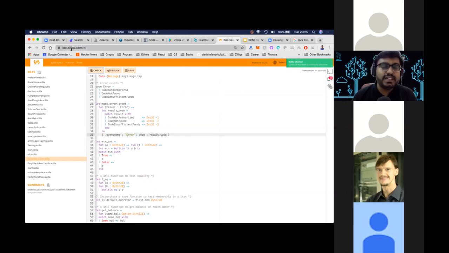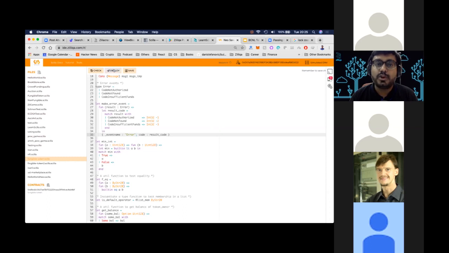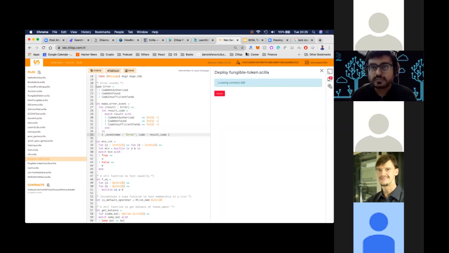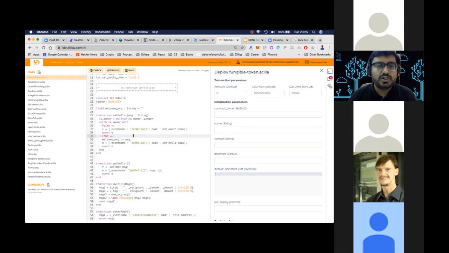If you go to ide.zilliqa.com, you can find this, and you can see that we have some sample contracts already written that you can play around with, and then you just select an account and you can just deploy the contract. And again, these are the initialization parameters. Yeah, I think playing around with the hello world contract might be good initially, and then you can move on to some advanced contracts.